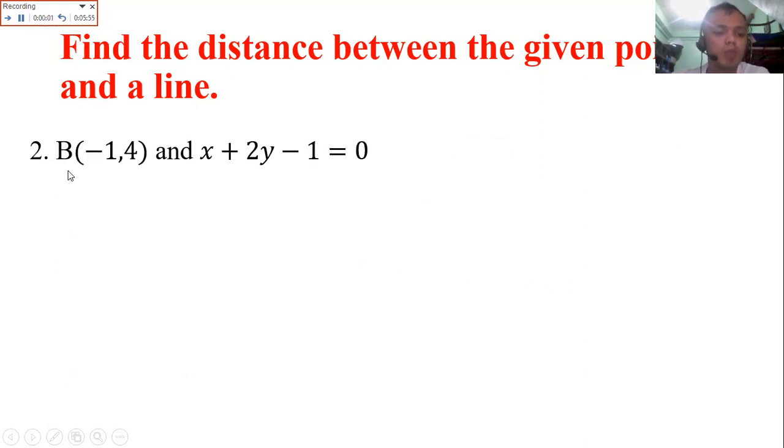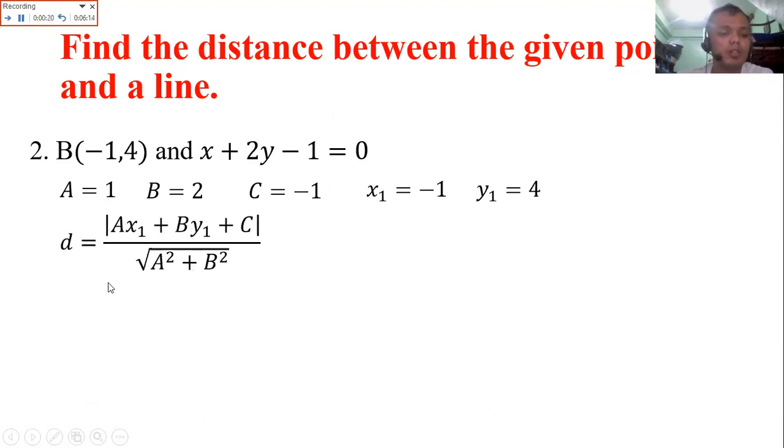Another one, point B with the coordinates of negative 1 and 4, then a line of x plus 2y minus 1 equal to 0. Your A is 1, your B is 2, your C is negative 1, your x of 1 is negative 1, your y of 1 is 4. Because this is already in standard form.